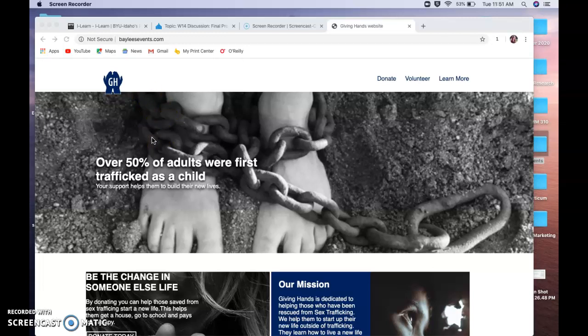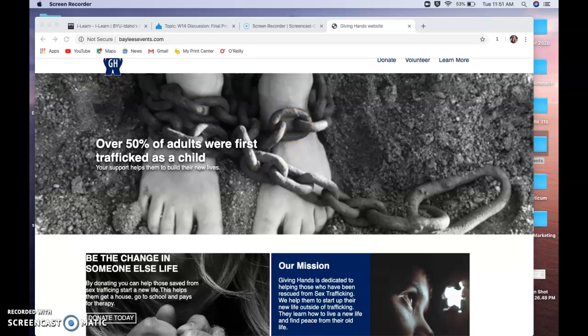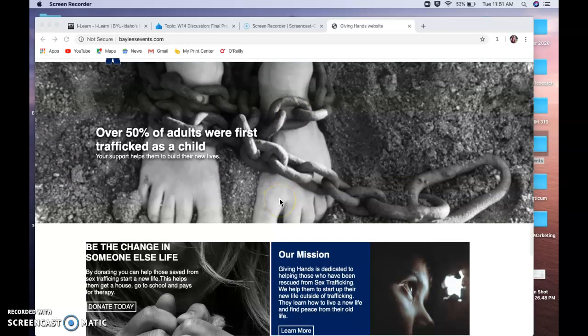I chose to do a quote first because I thought it was really important to kind of show the statistics of how big of a deal this really is and how many of them were trafficked as a child, so they haven't really known anything outside of that life. And so that shows the importance. And I wanted to do it on top of a picture that showed the bondage.